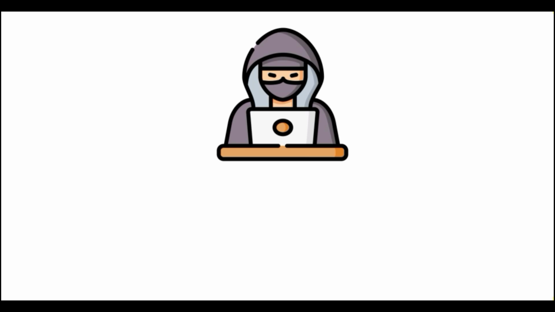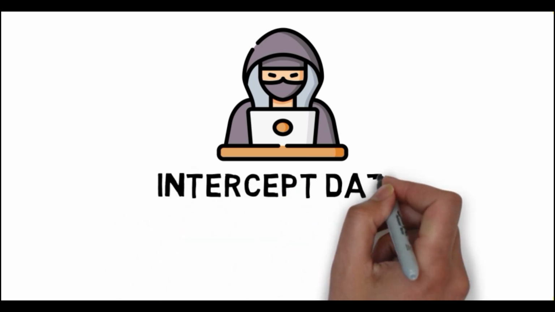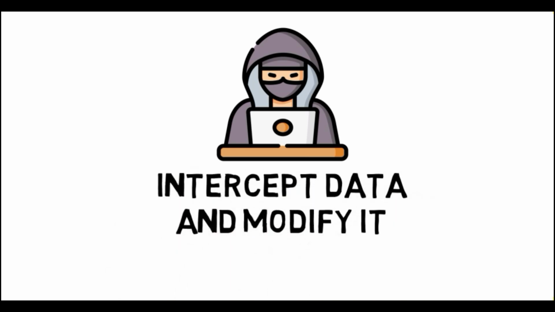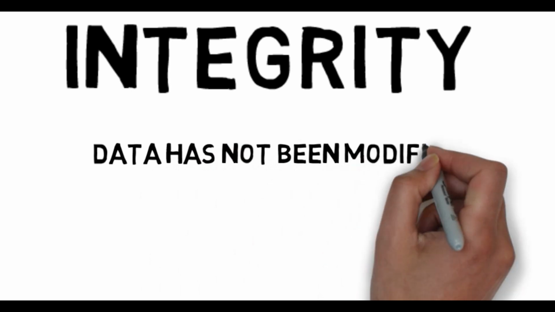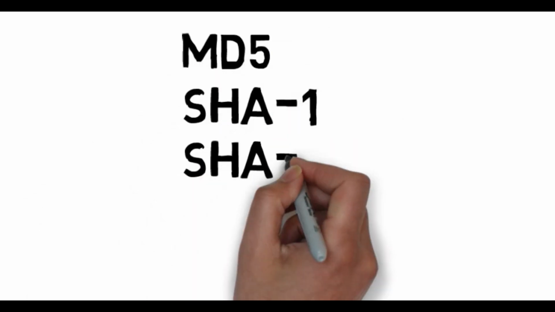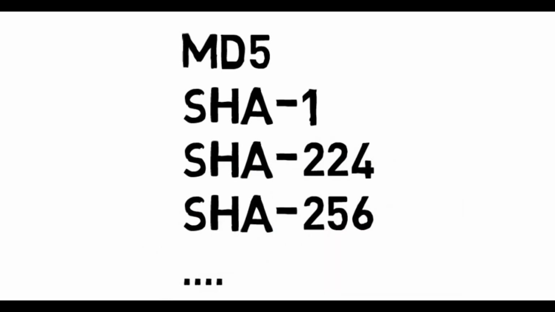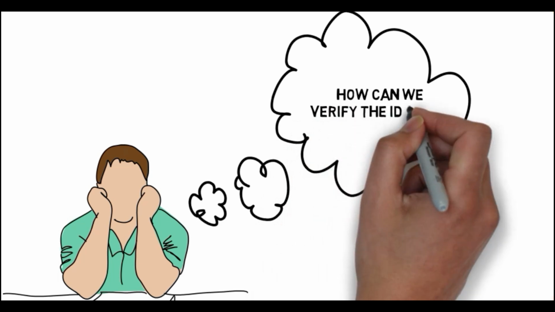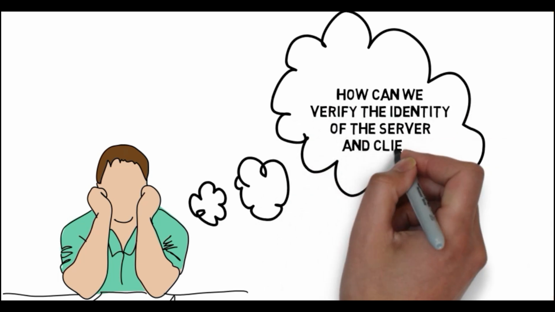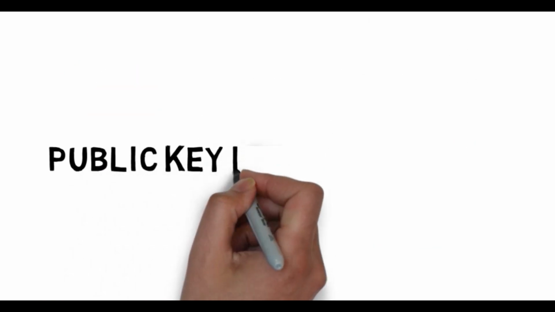But what if a man in the middle intercepts the encrypted data? Although they can't read it because it's encrypted, they could still modify it. At this point, we need integrity, which ensures that the data has not been modified between the client and the server. We achieve this using hashing algorithms like MD5, the SHA family, and other hashing algorithms. But again, how can we prove that the client or the server is really who they claim to be? This is where public key infrastructure, PKI, comes into play.